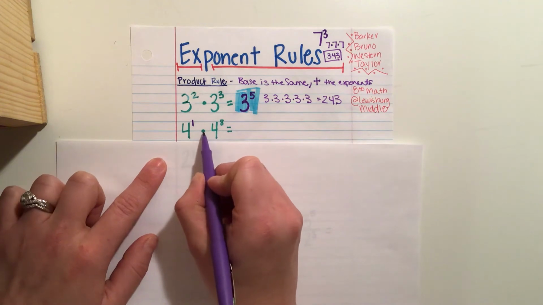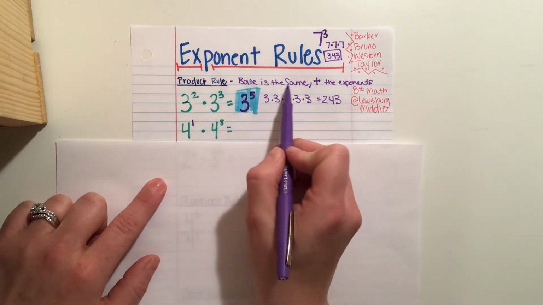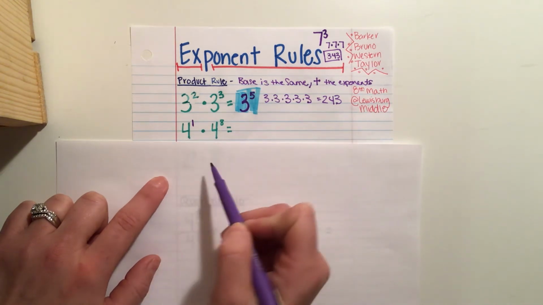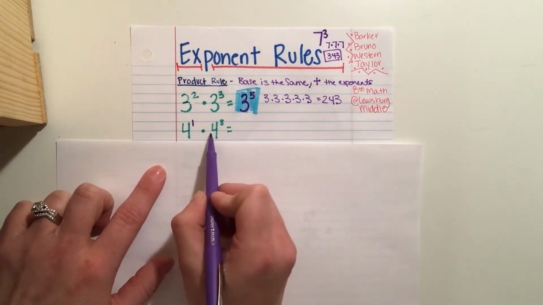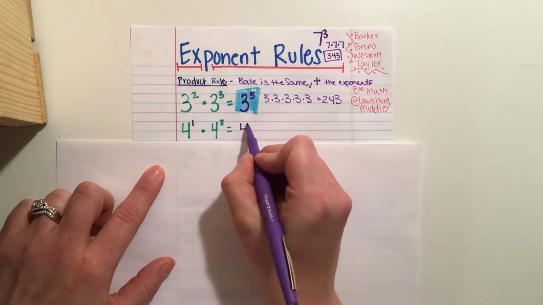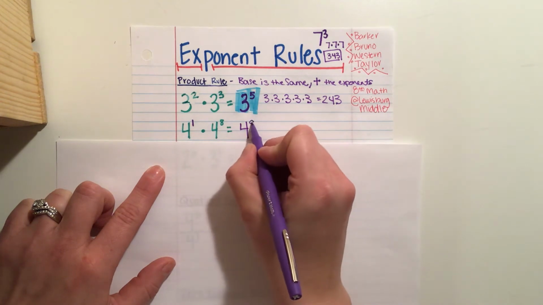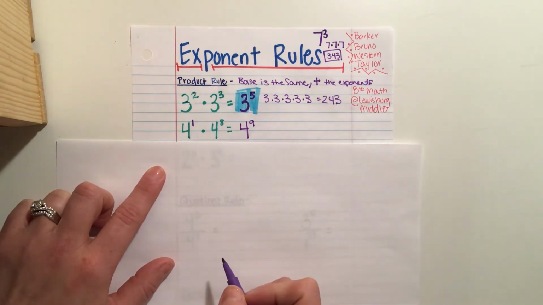That times tells me remember my product rule hint. Are my bases the same? Yes, they both are base of 4. Because they're both the same, I'm going to add the exponents. So keep your base, 4, add your exponents. 1 plus 8 is 9. So my answer, 4 to the 9th.